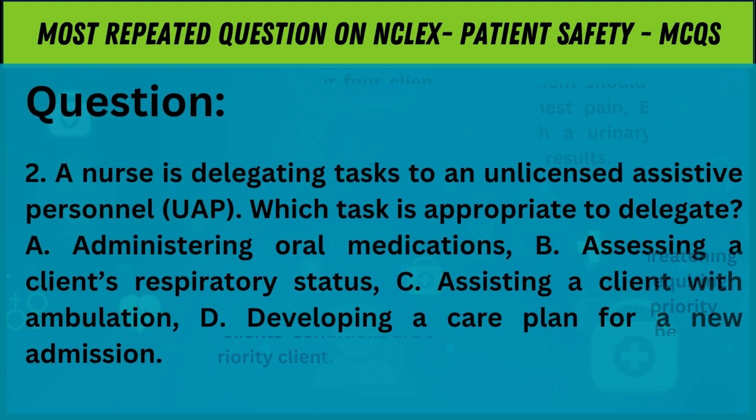2. A nurse is delegating tasks to an unlicensed assistive personnel (UAP). Which task is appropriate to delegate? A. Administering oral medications. B. Assessing a client's respiratory status. C. Assisting a client with ambulation. D. Developing a care plan for a new admission.